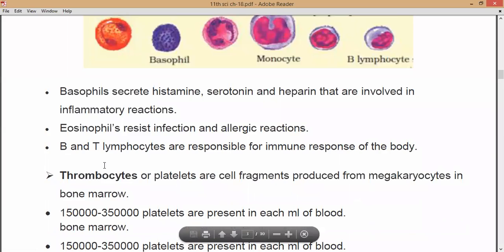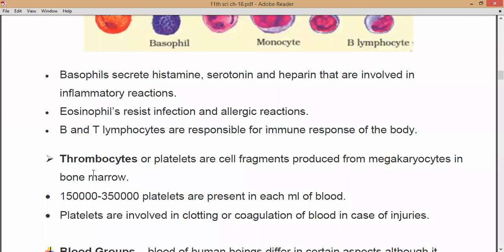The last and the third type is thrombocytes, which are normally known as platelets. These platelets are cell fragments which are produced from megakaryocytes in bone marrow. Platelets are present in the form of fragments, produced from megakaryocytes, which are formed in the bone marrow. 1 lakh 50,000 to 3 lakh 50,000 platelets are present in each ml of blood.